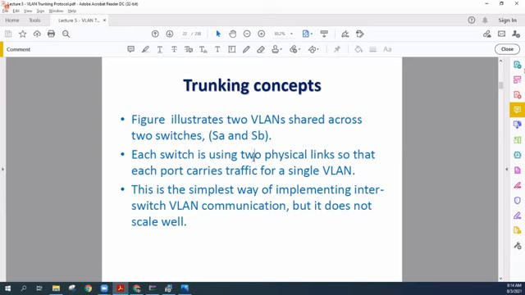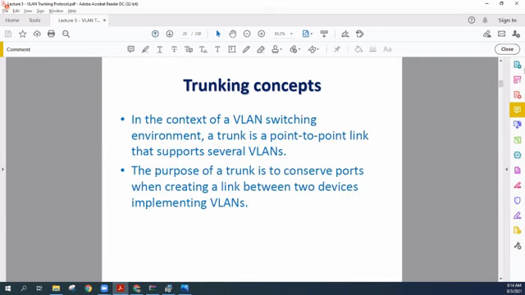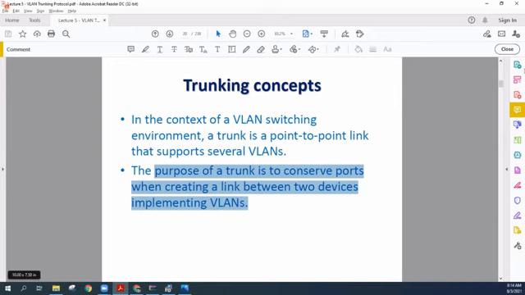This is the simplest way of implementing inter-switch VLAN communication, but it does not scale well. That is the point. That means this point is important in that sense. The purpose of the trunk is to conserve ports when creating a link between two devices implementing VLANs. I think conserve is, give me a second.